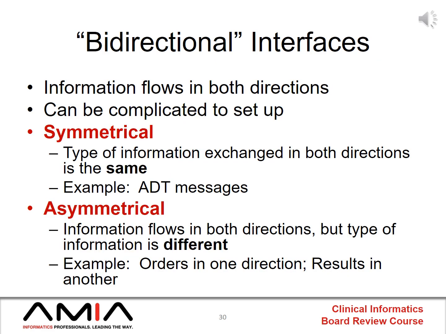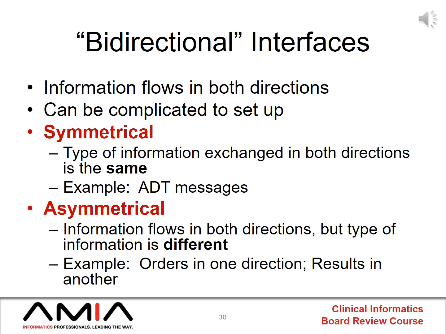People frequently refer to system interfaces as bidirectional. However, there is a difference between a symmetrical bidirectional interface versus an asymmetrical bidirectional interface. Bidirectional interfaces simply have information flowing in both directions. They can be very complicated to set up. Symmetrical interfaces are those in which the same type of information is exchanged in both directions, and a primary example of this would be an HL7 ADT message, or admissions, discharge, and transfer message, because the data elements in those messages are the same, passing back and forth between systems.